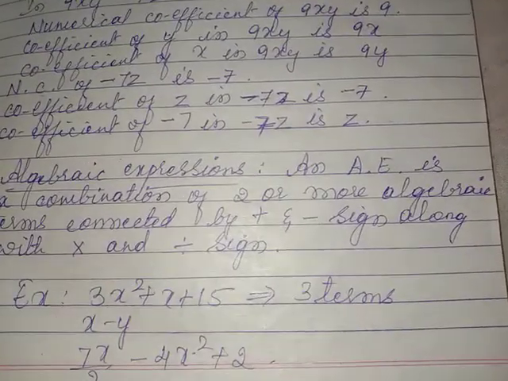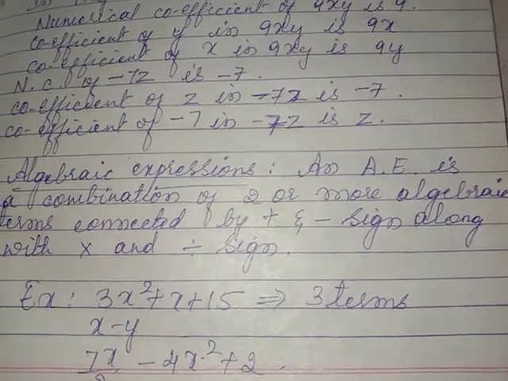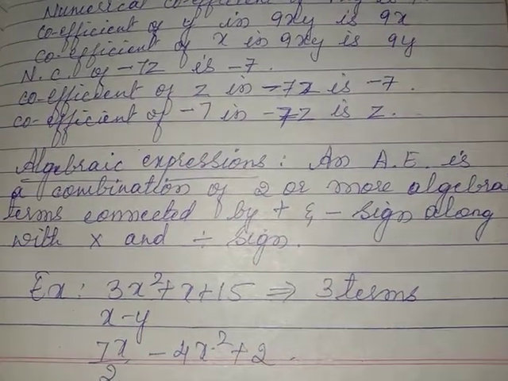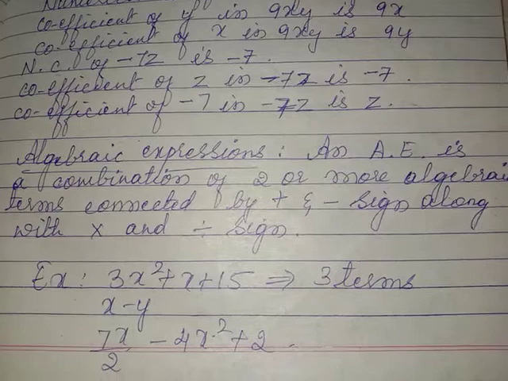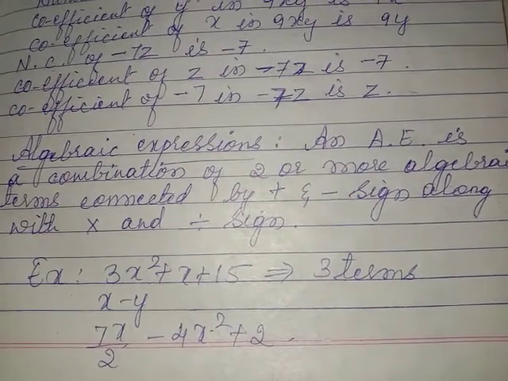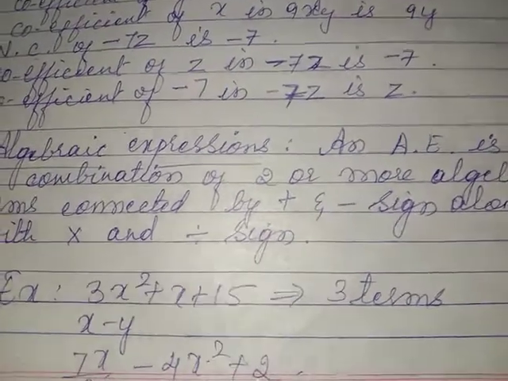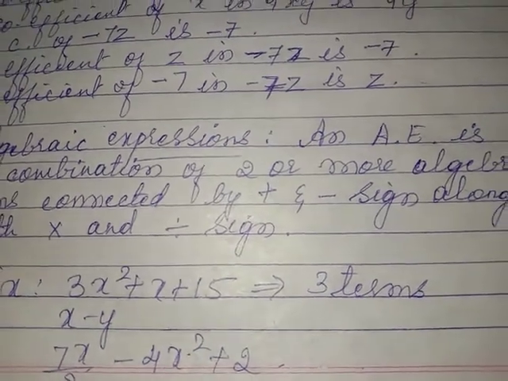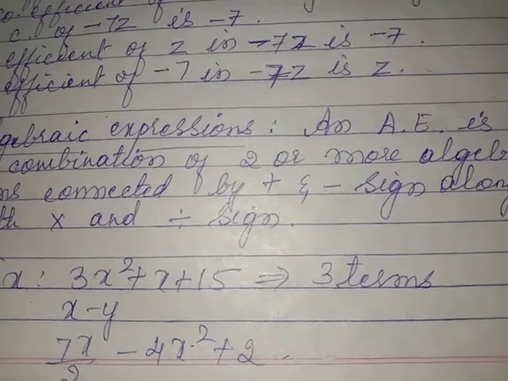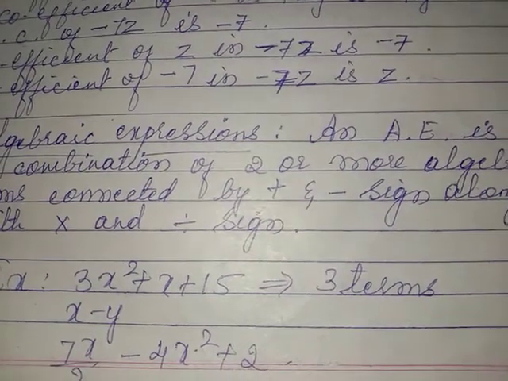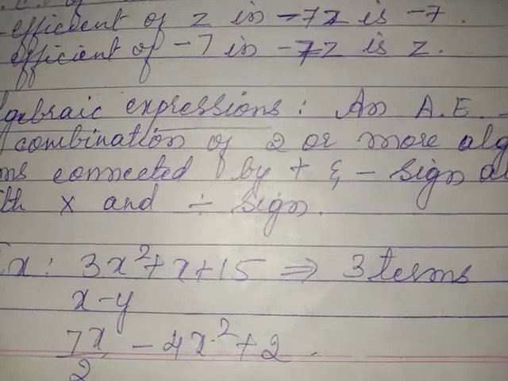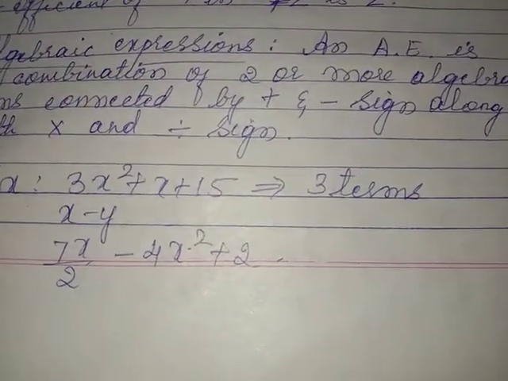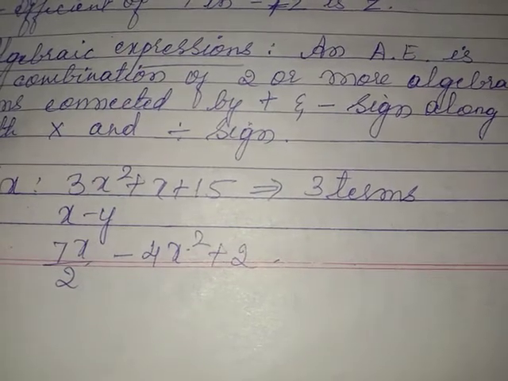Algebraic expression. An algebraic expression is a combination of two or more algebraic terms connected by plus and minus signs, along with multiplication and division signs. Okay children, now let us see one example, that is 3x square plus x plus 15.